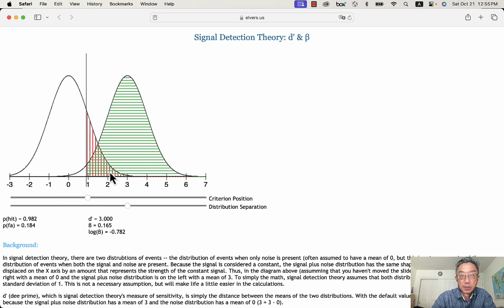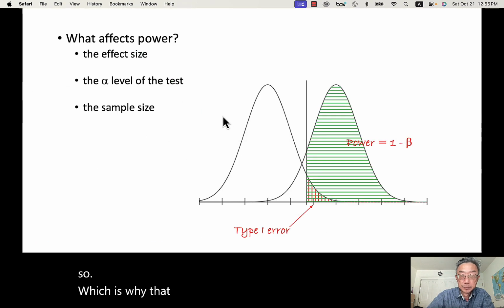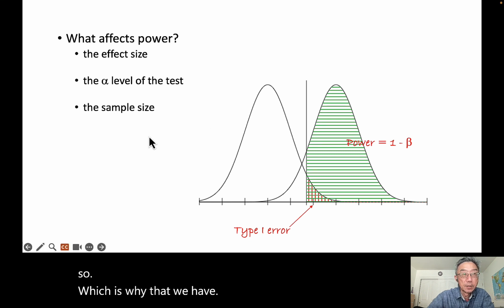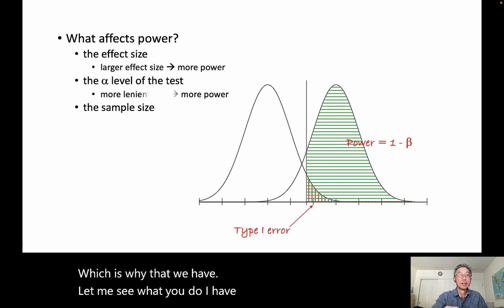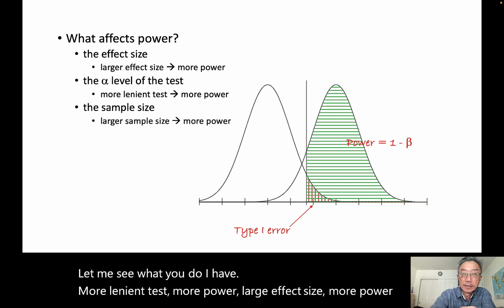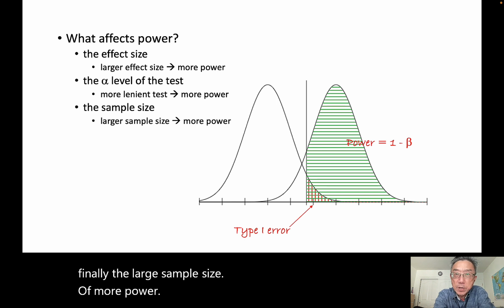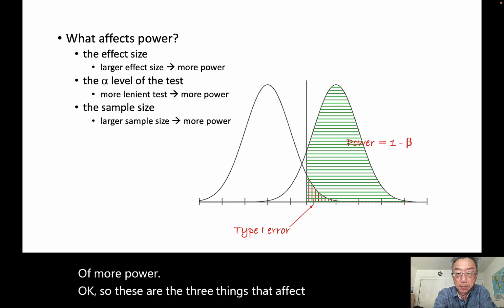And if we translate the probability of making a type 2 error into power, then power equals 1 minus beta. Which is why we have: more lenient test, more power. Large effect size, more power. And finally, large sample size, more power. Okay, so these are the three things that affect the power.